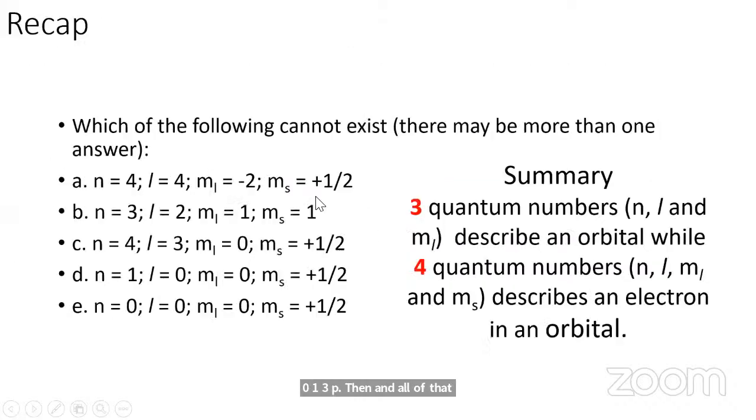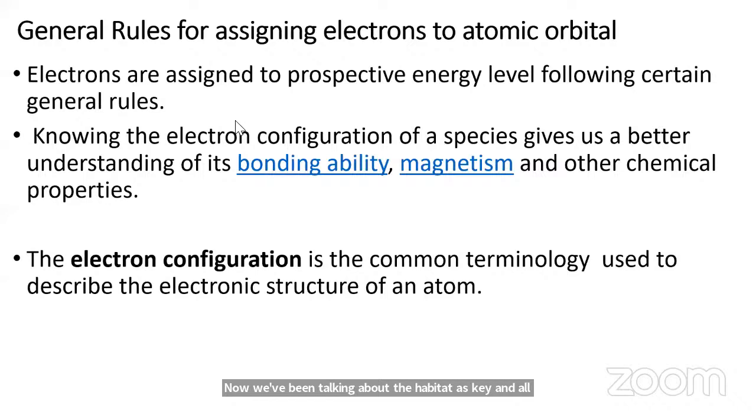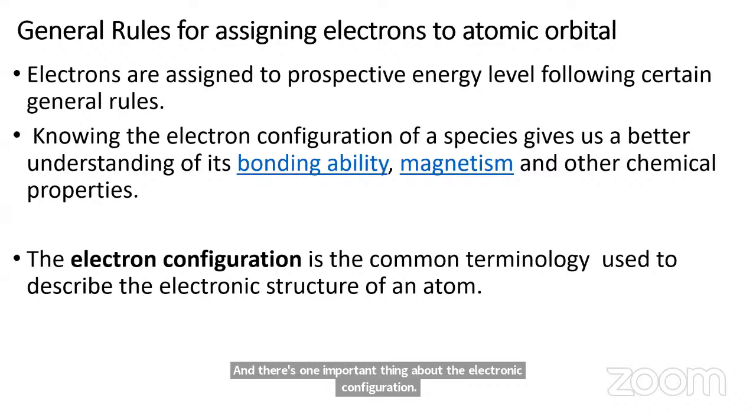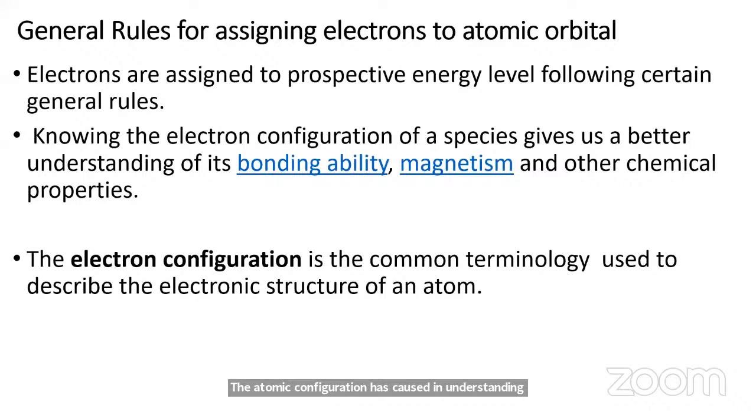Now we've been talking about the orbitals, S, P, and all of that. We want to look at assigning an electronic configuration to these orbitals. How do you assign electronic configuration to these orbitals? Now, electrons are assigned based on the energy level. But even so, it follows certain rules. Those are the rules that we are going to look at today. And there's one important thing about the electronic configuration. It helps us in understanding the bonding ability, the magnetic property, and other chemical properties of an atom.